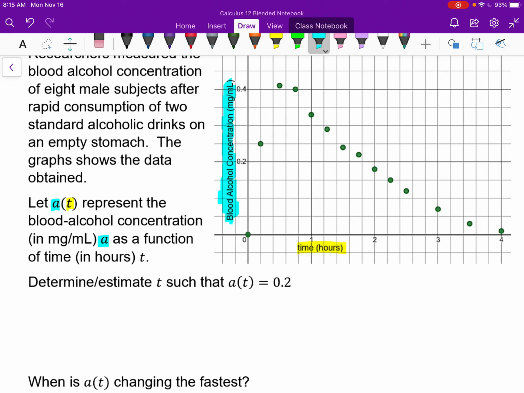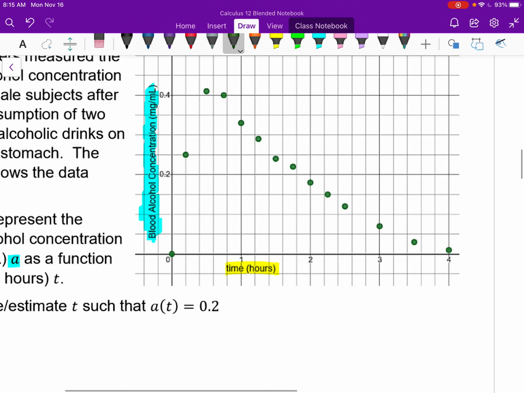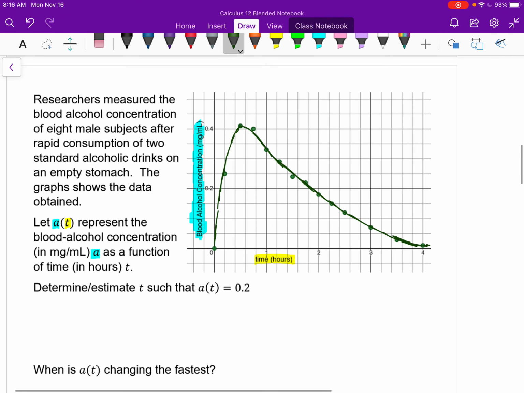And even though I have a scatter plot here, that's just discrete data, it's not a big task at all to sort of imagine what the curve of this would look like. So it probably looks something like this. Essentially connecting the dots with a smooth curve. Again, this is the average data from 8 different people. So that's my sketch of what the graph of y equals A of t would look like. There's the curve. All right, that's it.